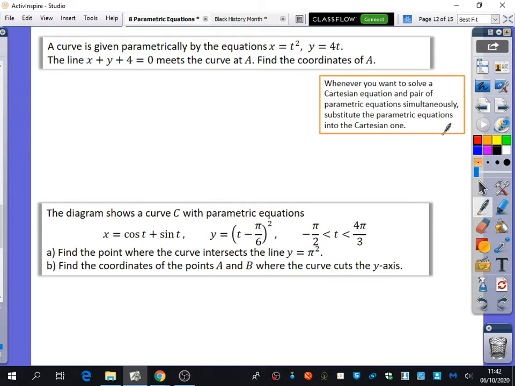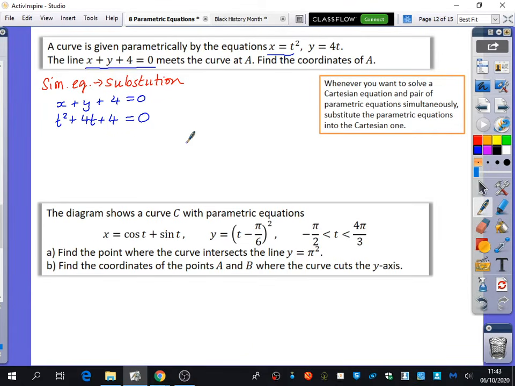Whenever you want to solve a Cartesian equation and a pair of parametric equations simultaneously, just substitute the parametric ones into the Cartesian one. So this is a simultaneous equation, and we know with simultaneous equations that one of the techniques for solving them is substitution. So we're going to solve this equation using substitution, and you'll see what it does. We have x plus y plus 4 equals 0. But I know that x is t squared, and I know that y is 4t.